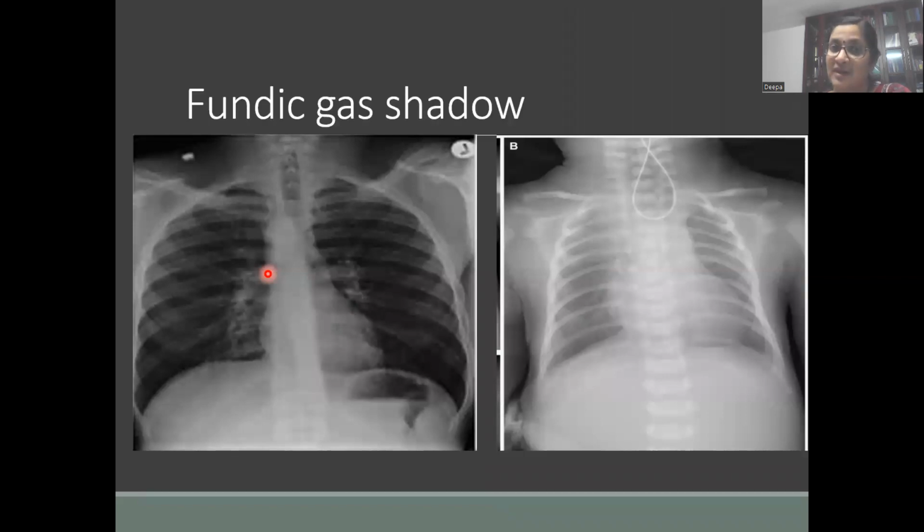Now F stands for the fundic gas shadow. So look for the presence of normal fundic gas shadow. If the gas shadow is absent, then that could be an indication of pure esophageal atresia, as you can see in this X-ray on the right side, where you have looping of the feeding tube and you don't see any fundic gas shadow, a gasless abdomen here.